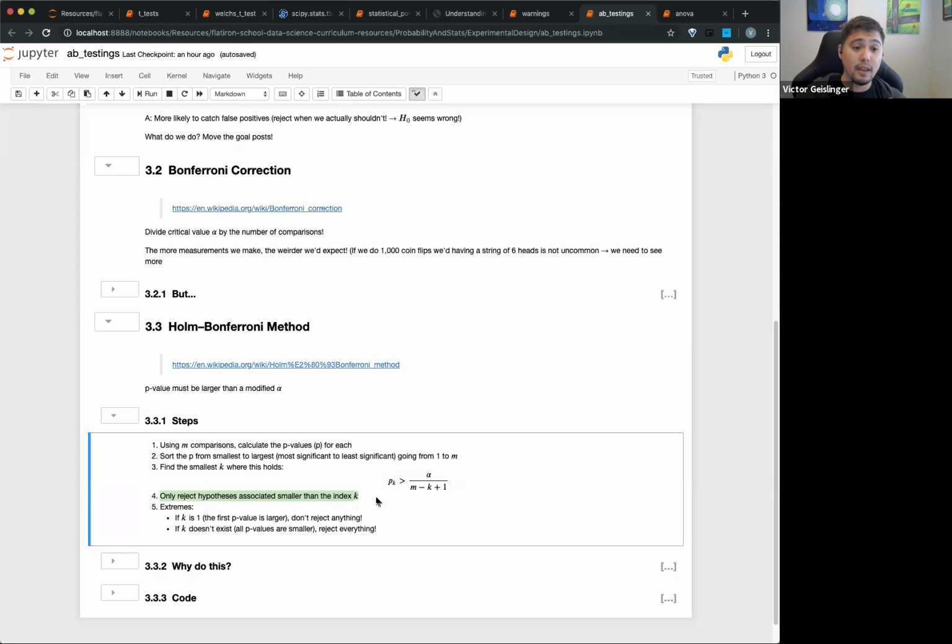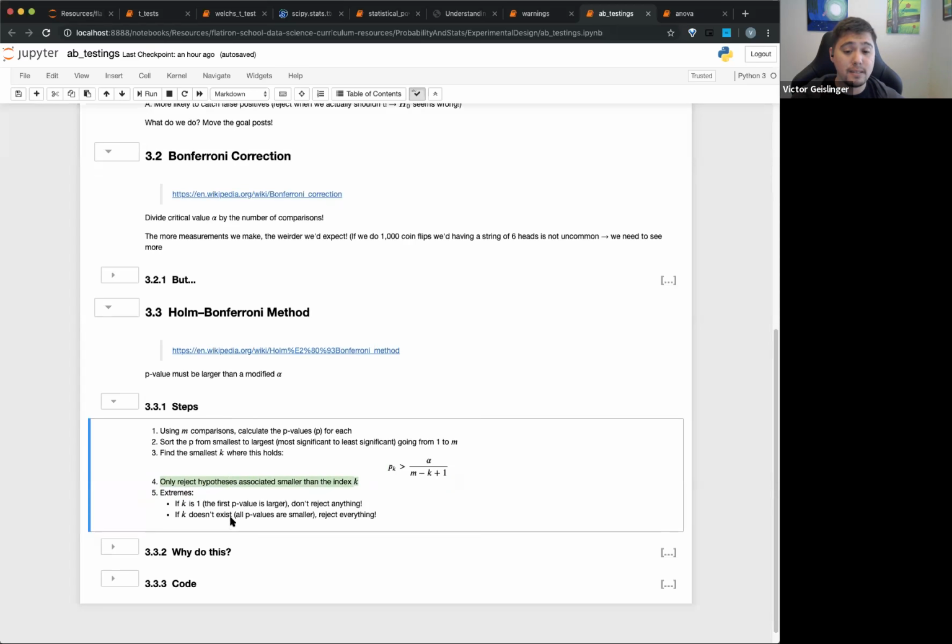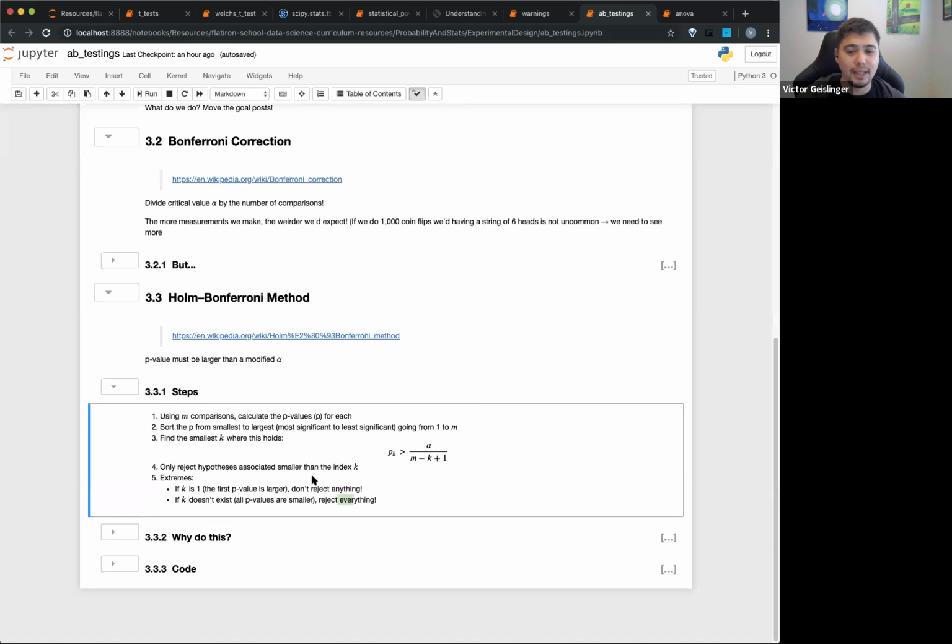What is nice is that if you have the extreme values, if k is 1, you don't end up rejecting anything. Basically the first p-value is larger than your most stringent alpha, right? So if you imagine k is 1 here, then M, the number of comparisons, is the largest divisor here, versus k being larger, which will make a relatively decent sized alpha. If no such k exists, so all p-values are smaller, then we reject everything. So basically you can do this relatively quickly. For the most part, you could write this in code and do this.